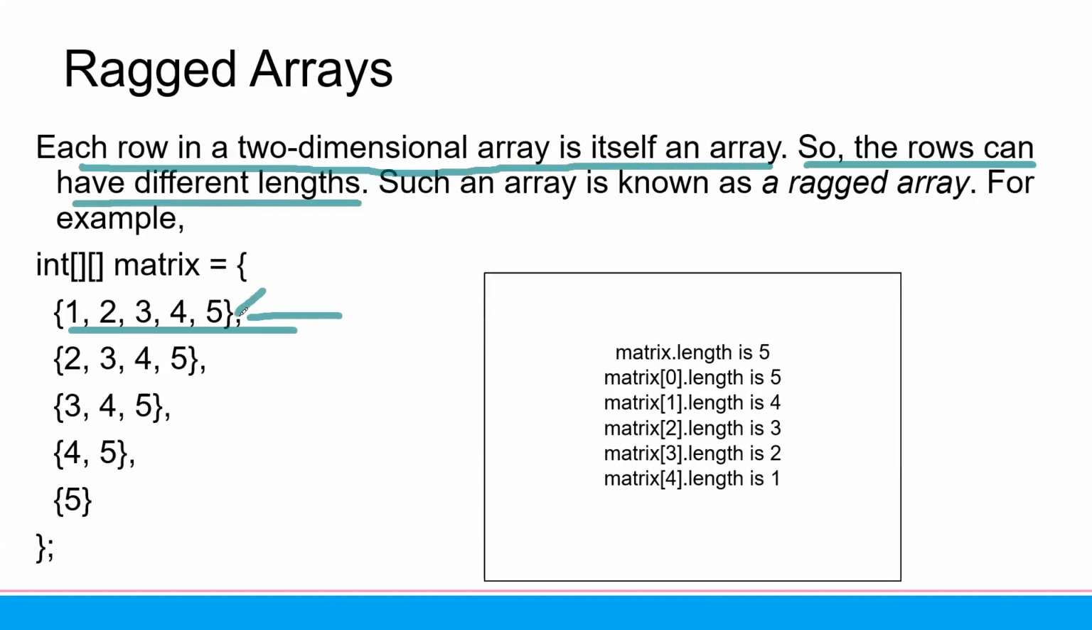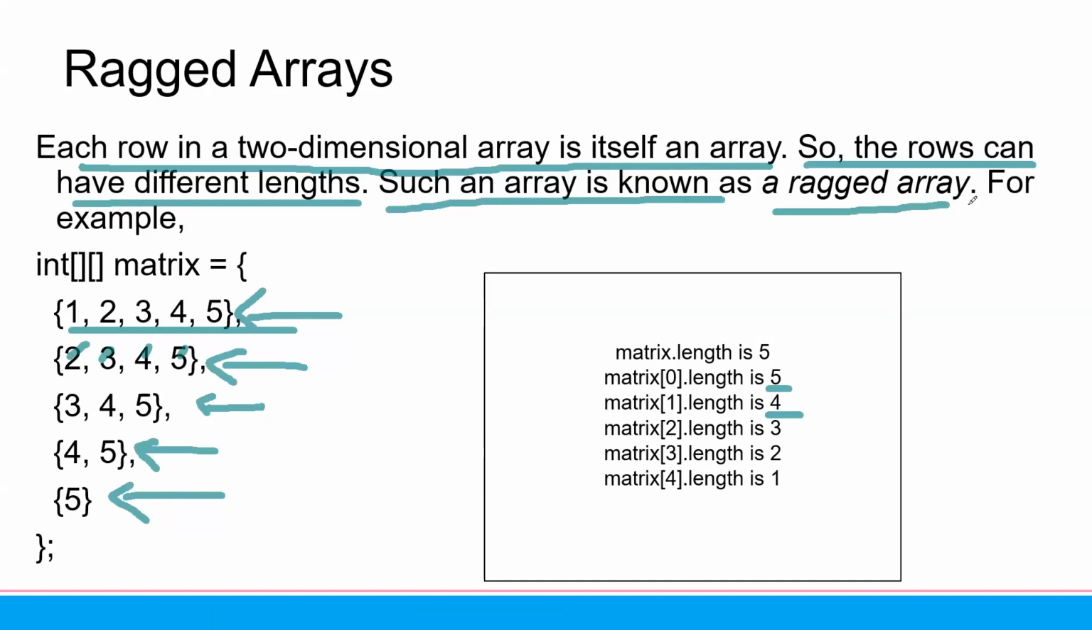In this case, the first row is 5. The second row is 4. Right? We have 4: 1, 2, 3, 4. The third row is 3. The fourth row is 2. The fifth row is 1. So we call this a Rect array, because every row has a different size. Every element in the line has a different length. Okay, because this is a Rect array.